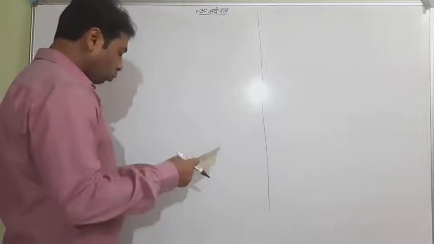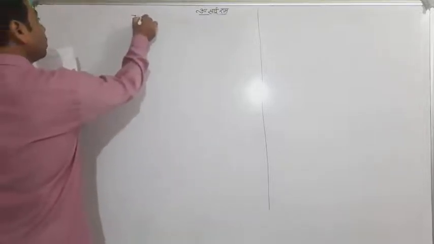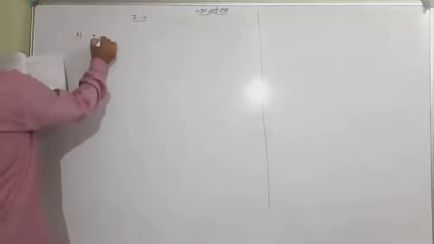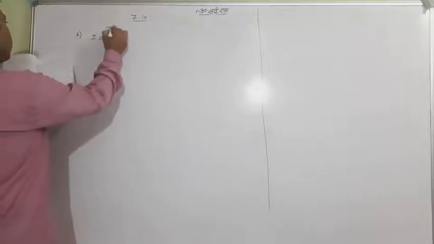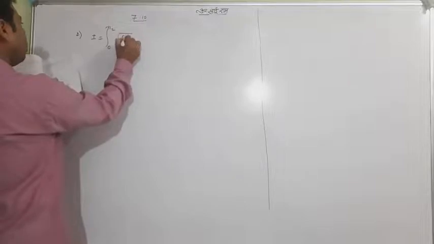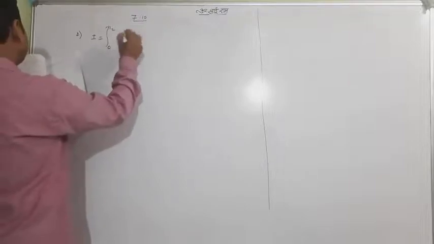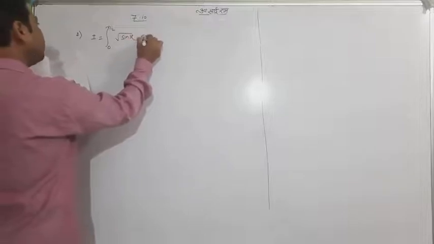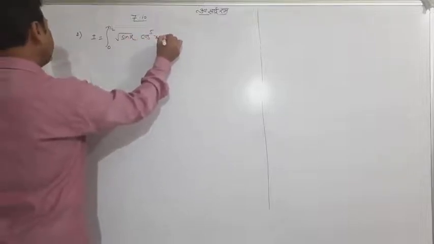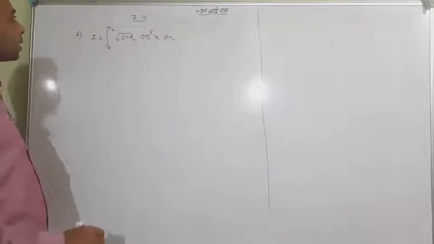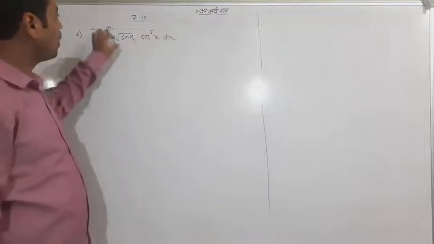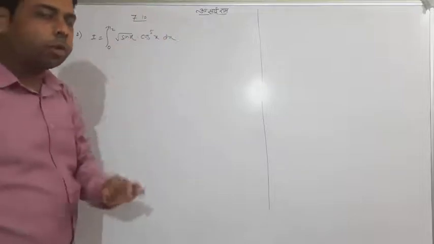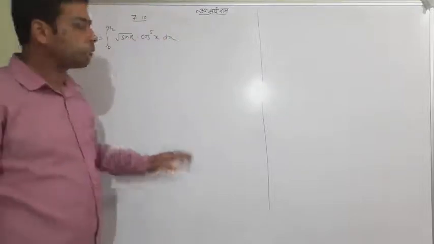Some questions we want to look at from exercise 7.10. Look at them. Question number 2 is looking good, so I want to take this question. It is sin of phi, but instead of phi I want to take x, because it's very inconvenient to write otherwise. So I'm writing the question in the form of x. The question is the integral from 0 to pi by 2 of root sin x cos to the power 5 x dx. Just look at how we can deal with this.